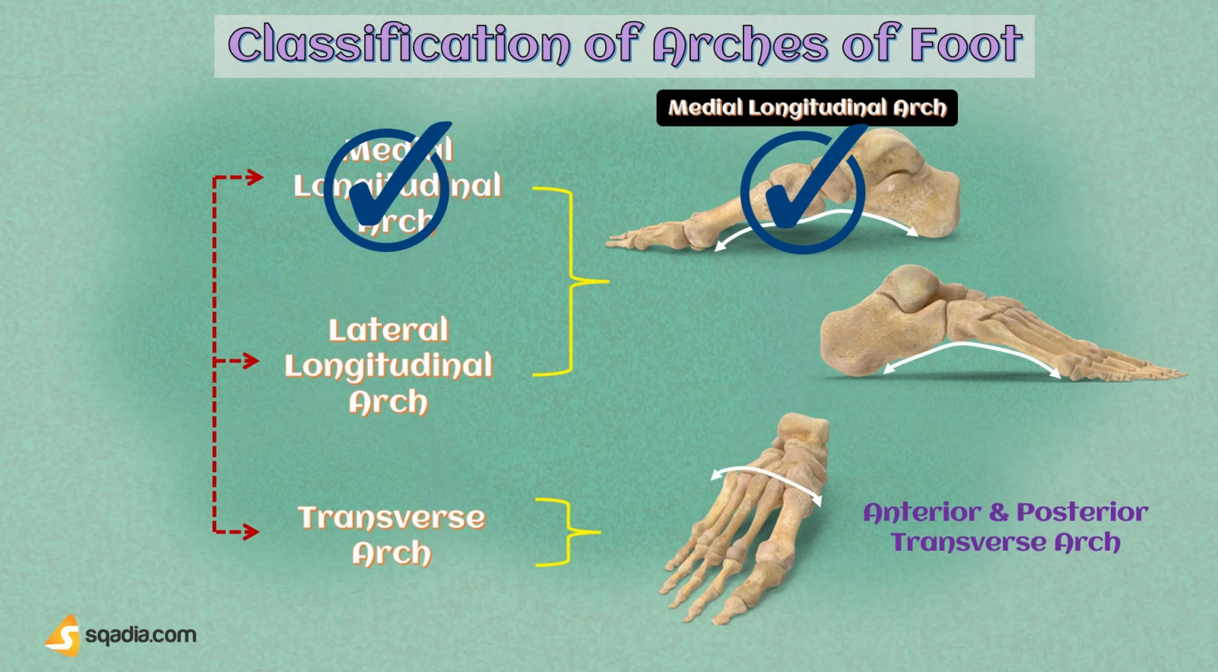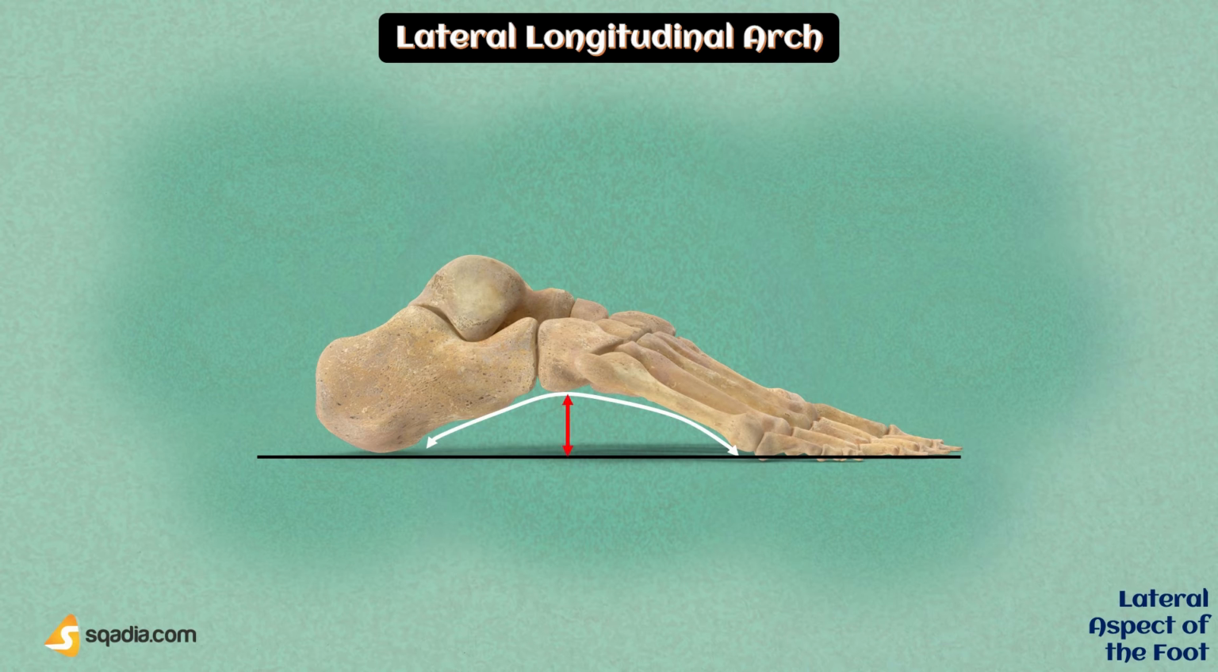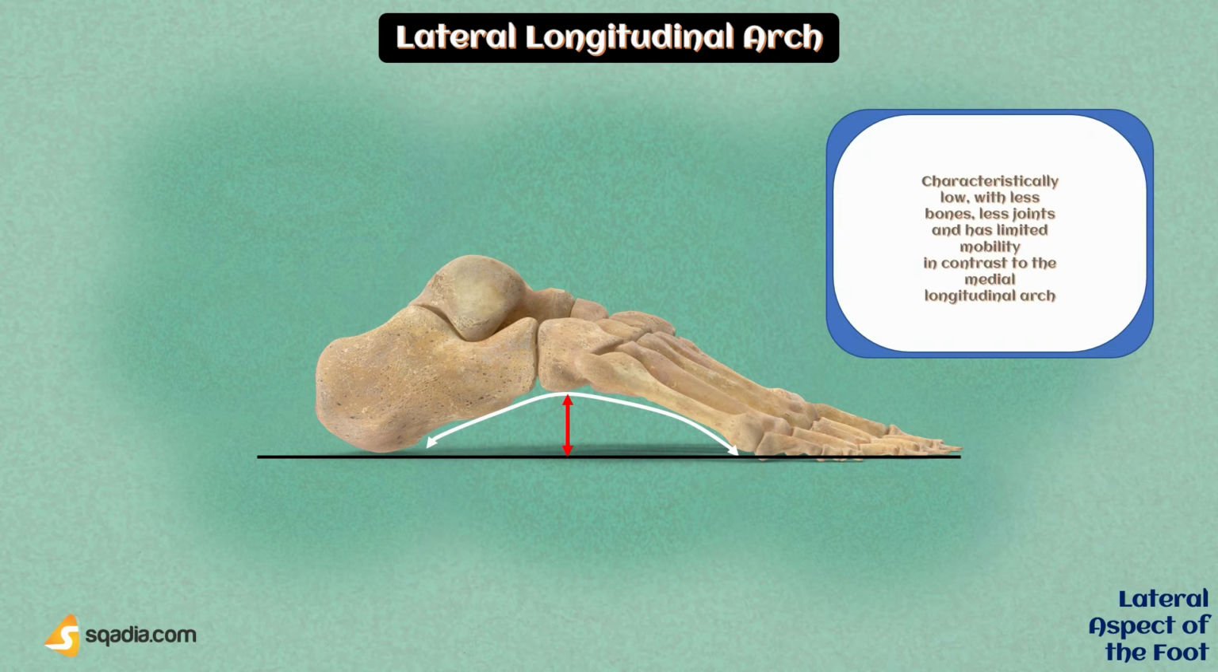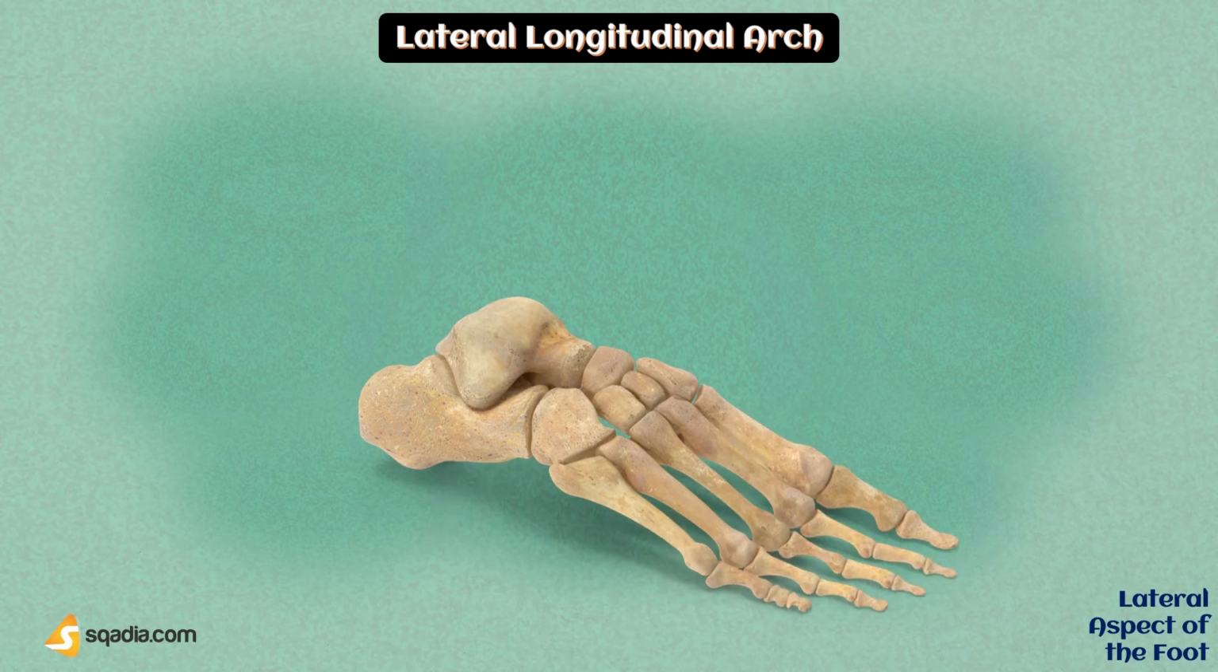That is all about the key constituents of the medial arch of the foot. We will talk about how this arch is maintained later. First, let's look at the lateral longitudinal arch. This arch is characteristically low, with fewer bones and fewer joints, and has limited mobility, and is built to transmit weight and thrust to the ground. This is in contrast to the medial longitudinal arch, which acts as a shock absorber. It is considered as a small arc of a big circle.